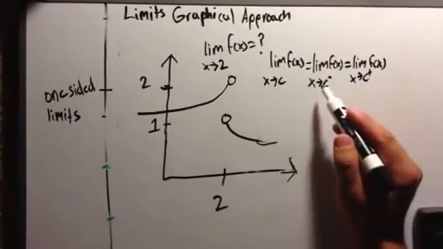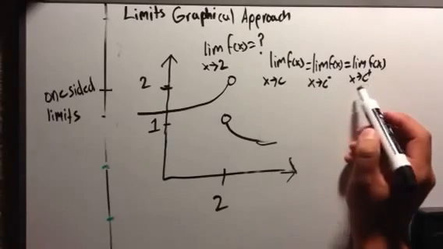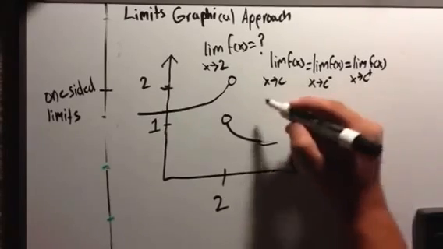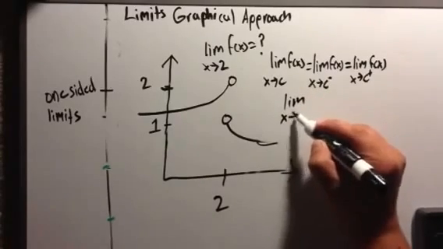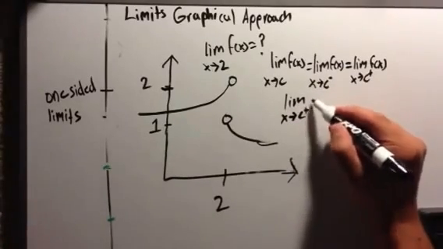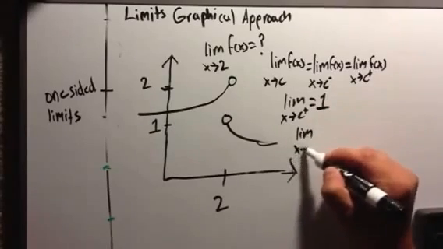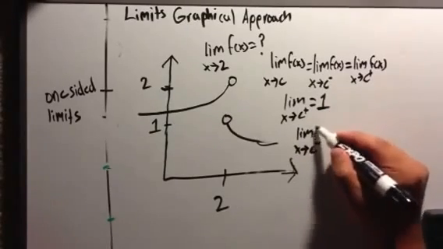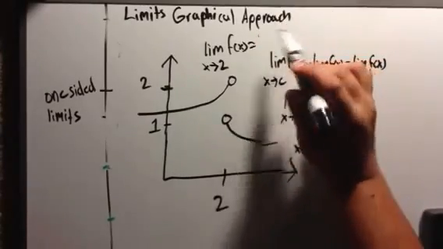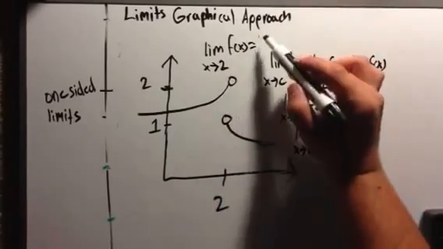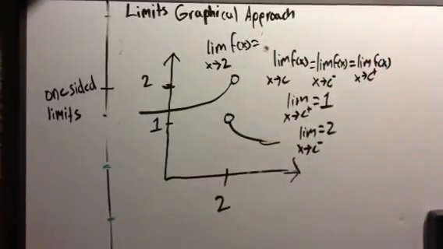If the limit as x goes to c from the negative side is equal to the limit as x goes to c from the positive side. And as we can see, the limit as x goes to c from the positive side is equal to 1. And the limit as x goes to c from the negative side is equal to 2. So this is not true. So the limit as x goes to 2 of f of x is undefined. It does not exist.